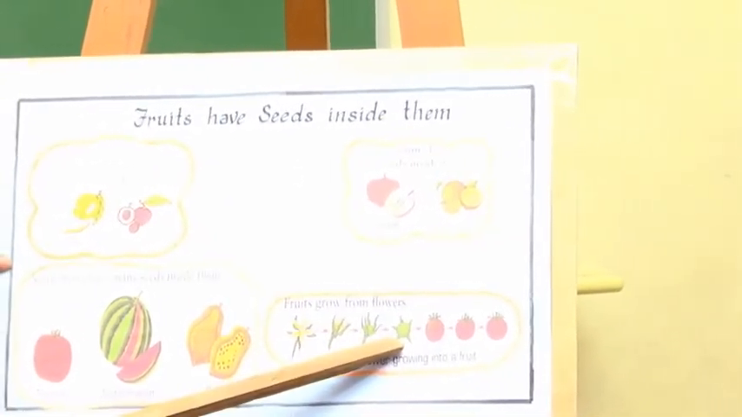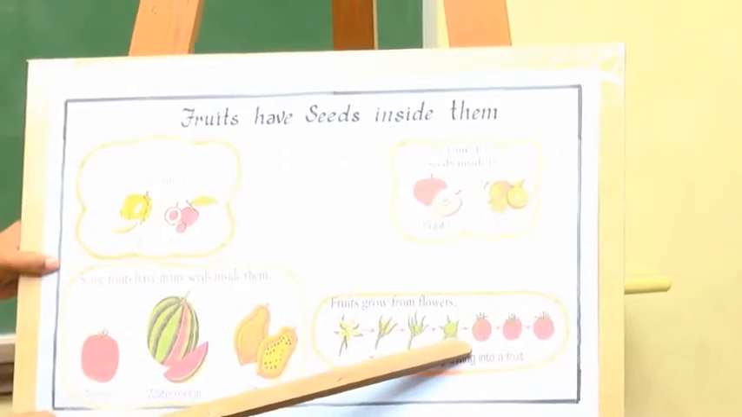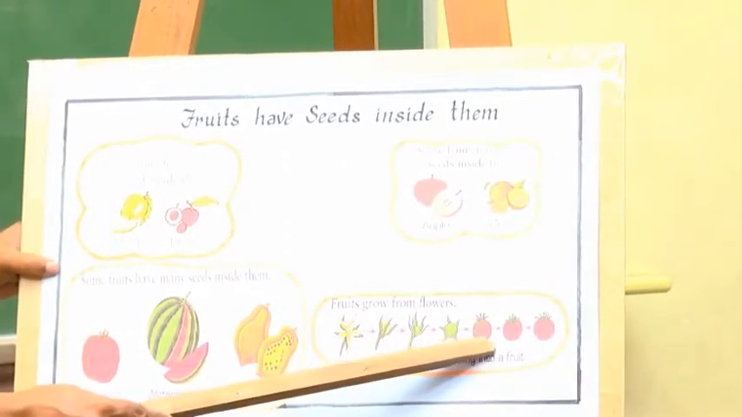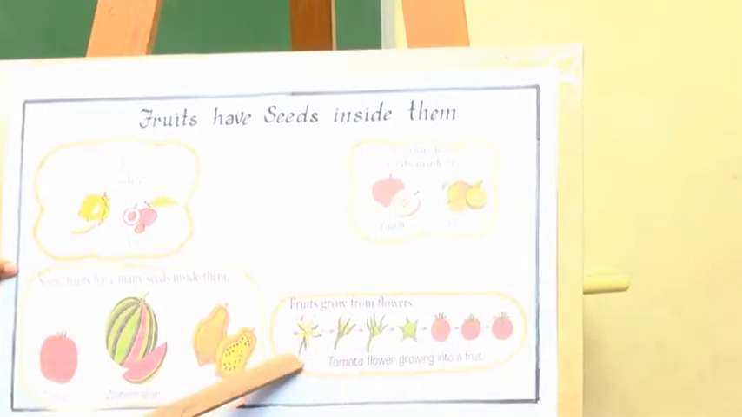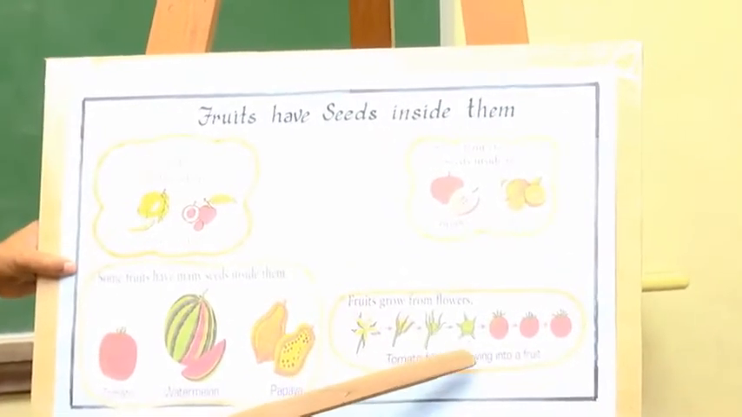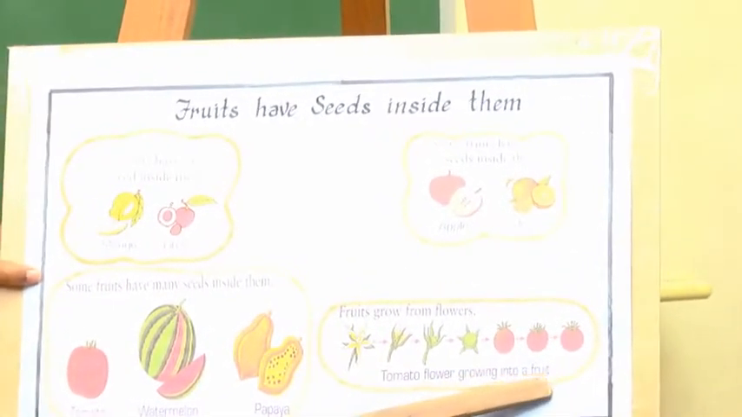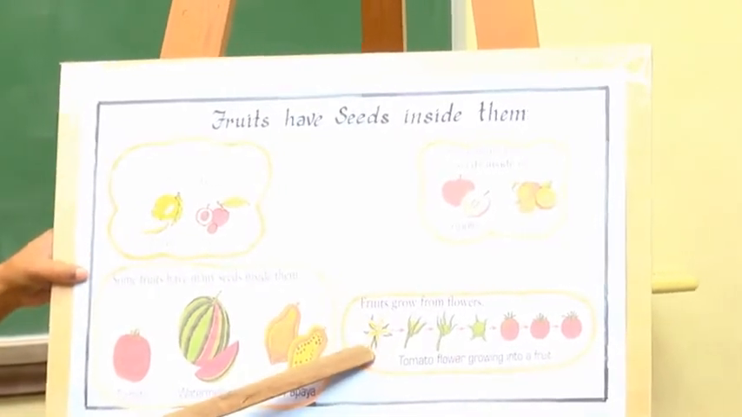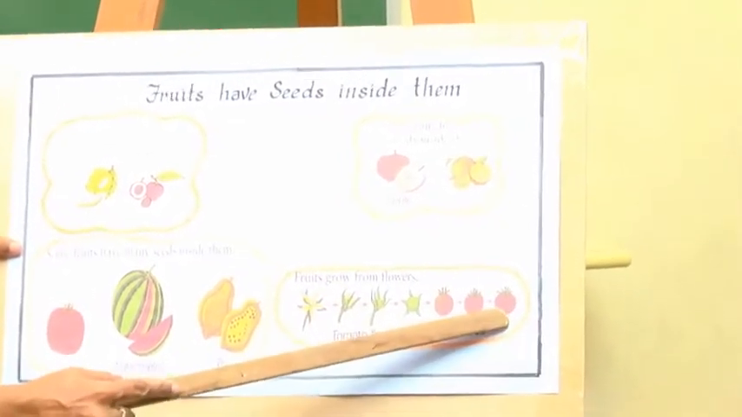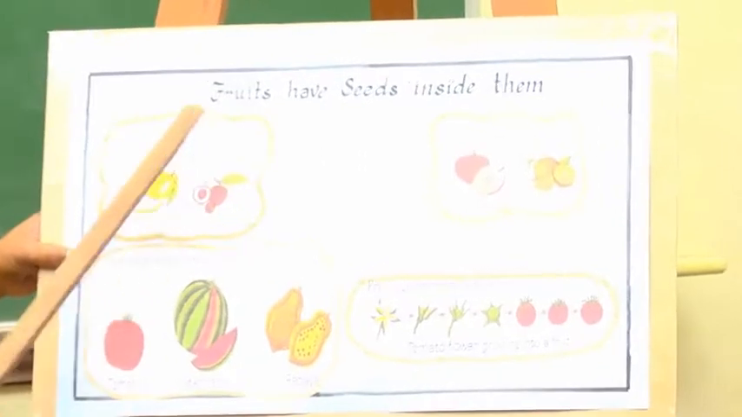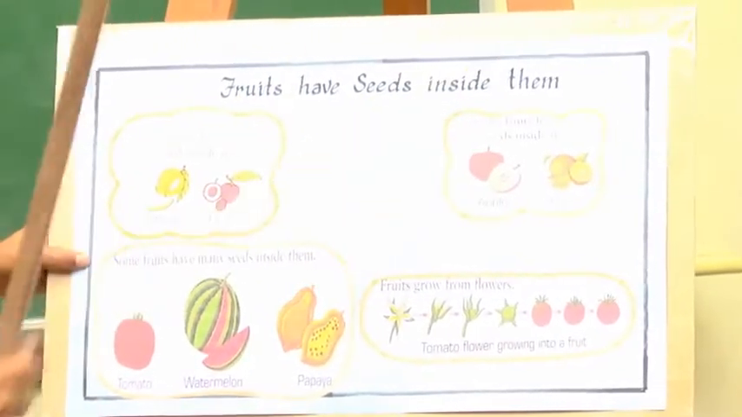It grows bigger. Then it will change the color from green into red. You can see a tomato flower growing into a fruit. These are the stages from flowers to fruit. Fruits have seeds inside them.